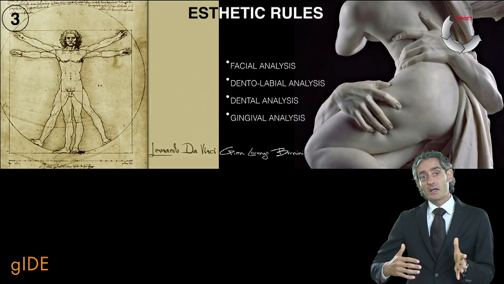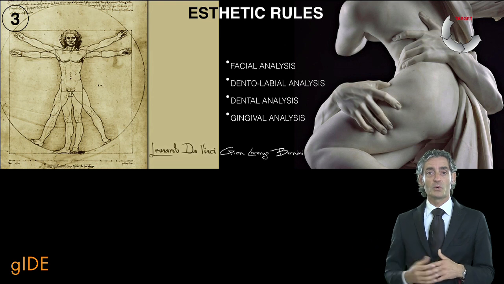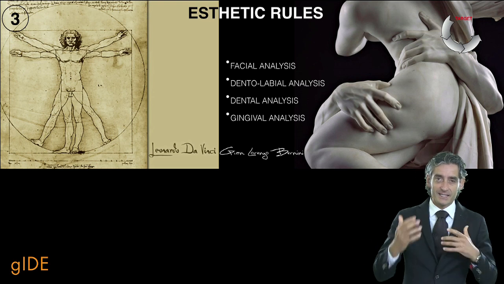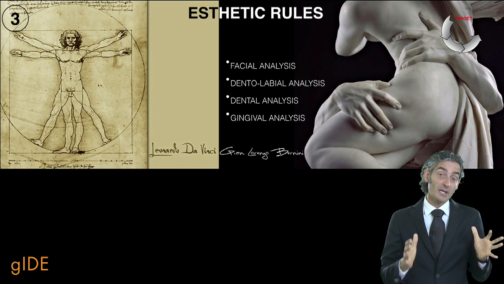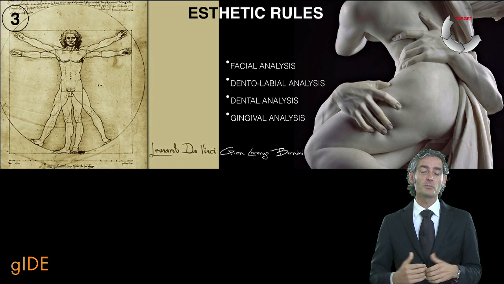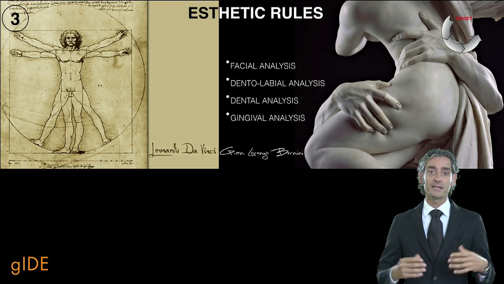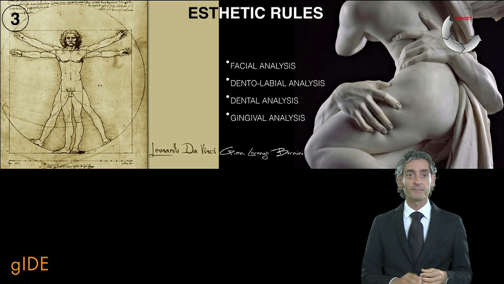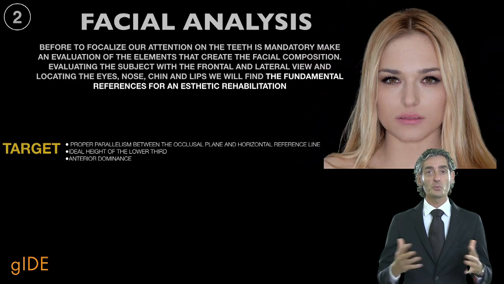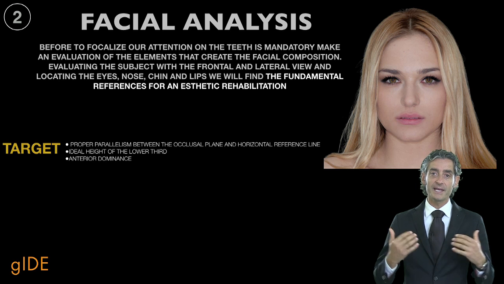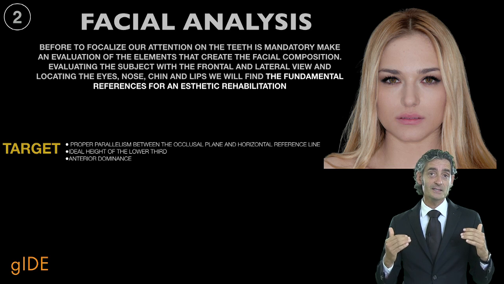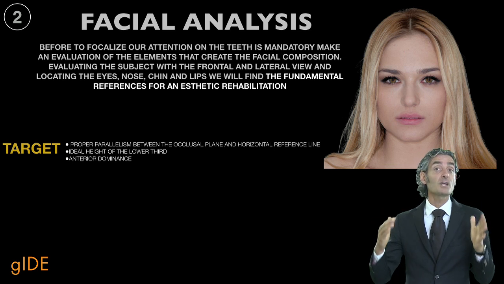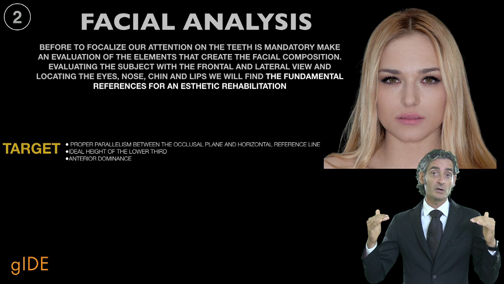When we come to the chapter of the aesthetic rules, what we want to have is an aesthetic analysis and understand how we have to solve some problems to improve the aesthetics of the patient. Aesthetic method nowadays is really important. We need to make a facial analysis, a dentolabial analysis, and a gingival analysis. Speaking about the facial analysis, what we want is to restore a proper parallelism between the occlusal plane and the horizon of the patient. In this case it can be the bipupillar line, but it's not always the bipupillar line. It can also be something different.